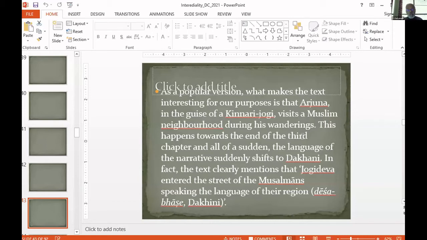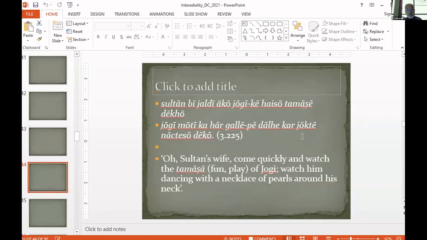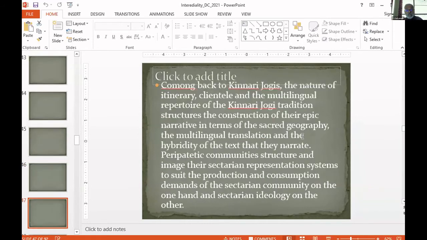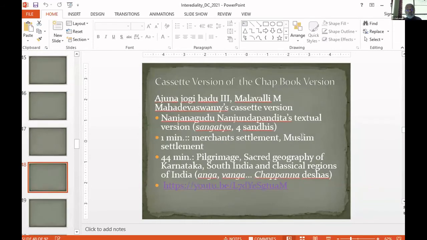And here is what happens. As soon as the Jogi gets in, the language switches to Dakhini. And the next three or four poems will be in Deccani. Similarly, when he goes into the merchant settlements, it transforms into Telugu. So here is a Kannada folk epic in which the stanzas or the portions of the epic change their language.